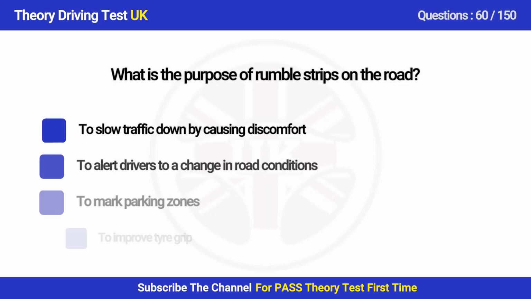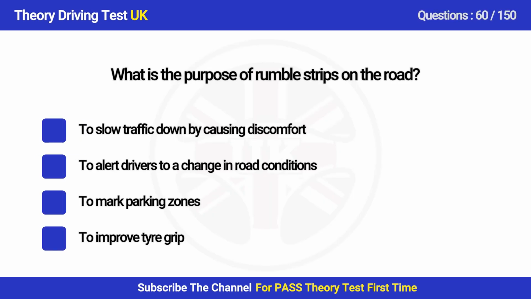Question 60. What is the purpose of rumble strips on the road? A. To slow traffic down by causing discomfort. B. To alert drivers to a change in road conditions. C. To mark parking zones. D. To improve tire grip.